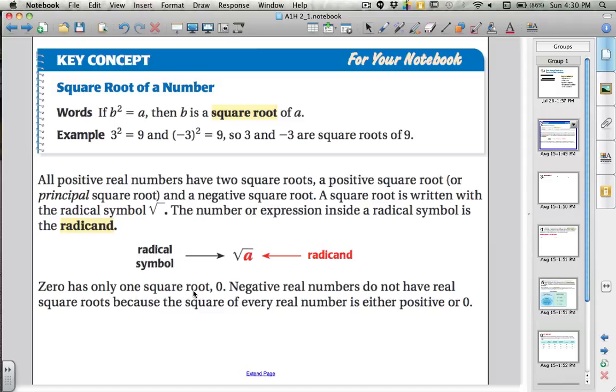0 is an exception: it has only one square root, and its square root is 0. Negative real numbers do not have real square roots, because the square root of every real number is either positive or 0. As you continue on in your studies, you're going to find that negative real numbers have imaginary square roots. So they won't be real numbers, they'll be imaginary.